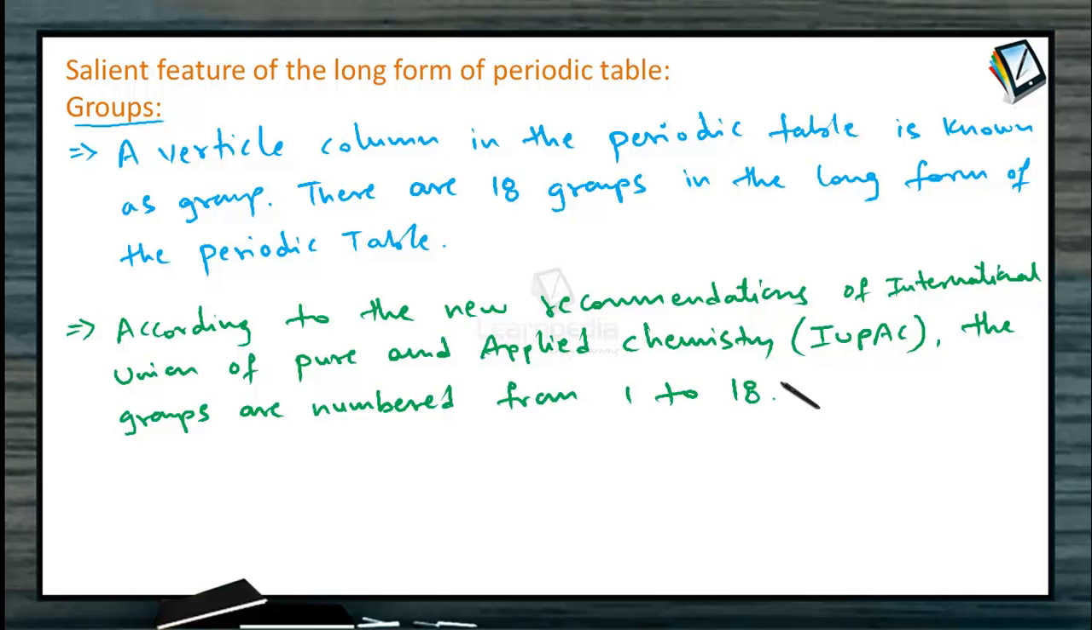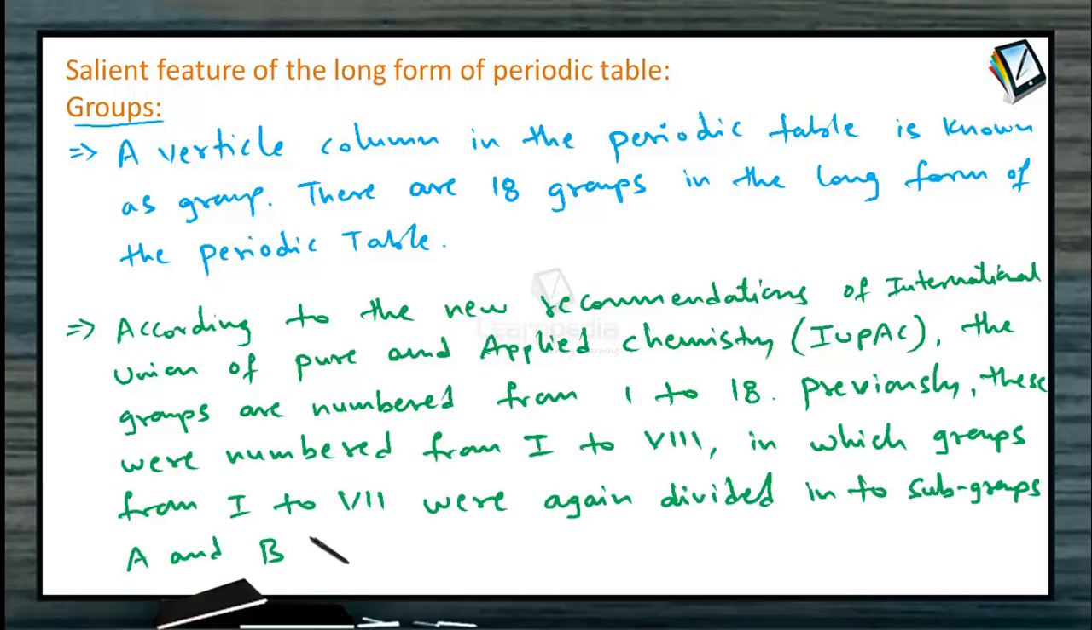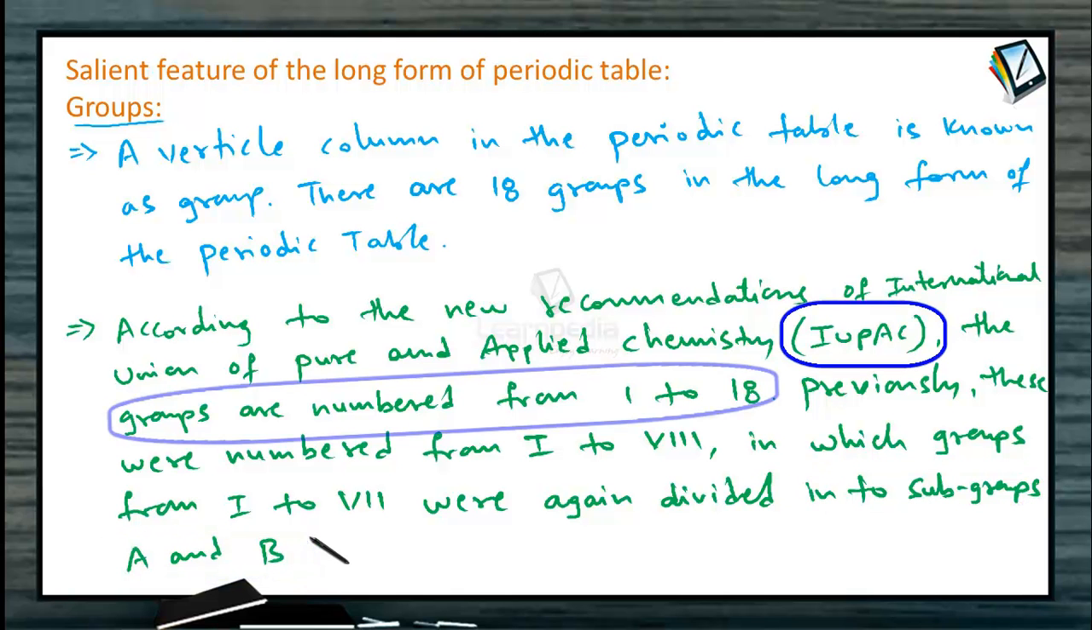Actually, there are two different methods of numbering the groups in the periodic table. The old one was based on the subgroups A and B. It means the groups from 1 to 7 were again divided into subgroup A and subgroup B. But now, according to the latest IUPAC system, all the groups are numbered directly from 1 to 18.